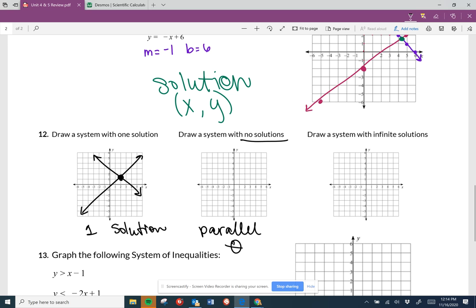Okay, they are going to be going up at the same exact slope. They have to have the same slope. And if they have the same slope and they're parallel, then they will never touch, which gives us no solution.